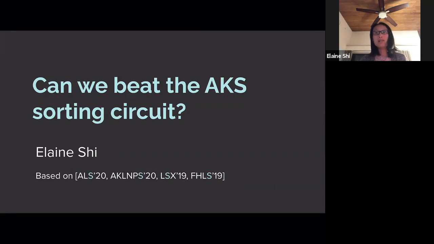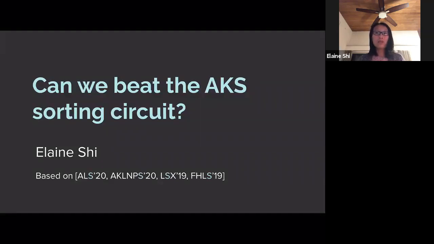I'd like to talk about some new understanding on sorting circuits. We've been working on this line of work since 2017, so I'll mention the results from a few papers to paint essentially the frontier of our understanding. This is joint work with many wonderful collaborators.